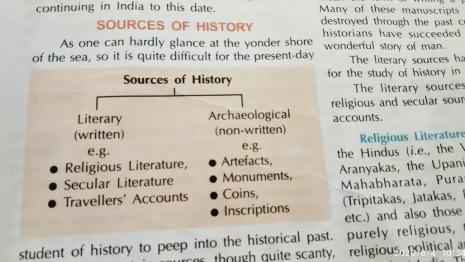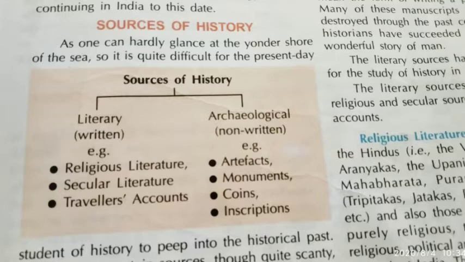So first, let us see what literary sources are. Literary sources are those sources which have written accounts of the past. Through this we learn about the evidence left by our ancestors. They have written accounts on various objects like bark of trees, copper plates, or even on solid rocks.